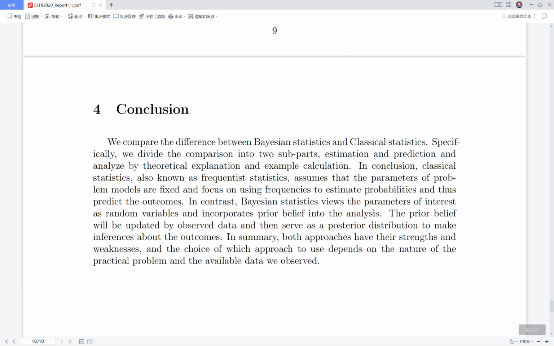In conclusion, classical statistics assume that the parameters of problem models are fixed and focus on using frequency to estimate probabilities and thus predict the outcome. In contrast, Bayesian statistics view the parameters of interest as random variables and incorporate prior belief into the analysis. The prior belief will be updated by observed data and then serve as a posterior distribution to make inferences about outcomes. Both approaches have their strengths and weaknesses. Which to choose depends on the nature of the practical problem and the available data we observed.